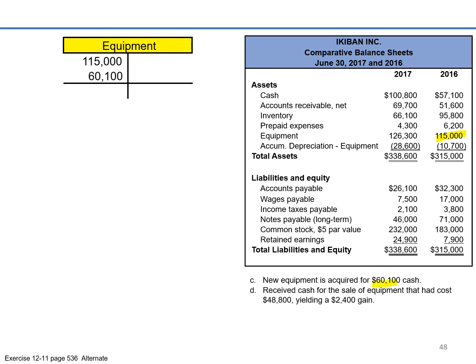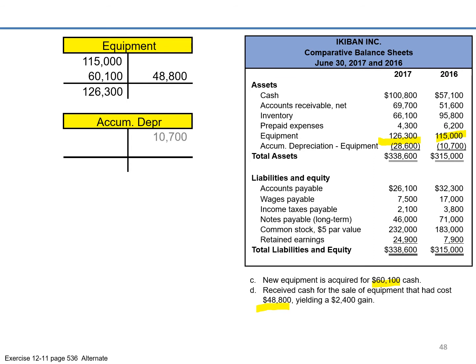And they told us we purchased equipment for 60,100, so that goes to the left side of our T account. Then they tell us that we sold equipment that had a cost of 48.8, so that goes on the right side of our T account. So how we got from 115 to 126.3 was a combination of two transactions. One was strictly cash, the 60,100, and then we had a reduction of 48.8 in the other. Well, we have to look at the accum too. So we had accumulated depreciation starting at 10.7.